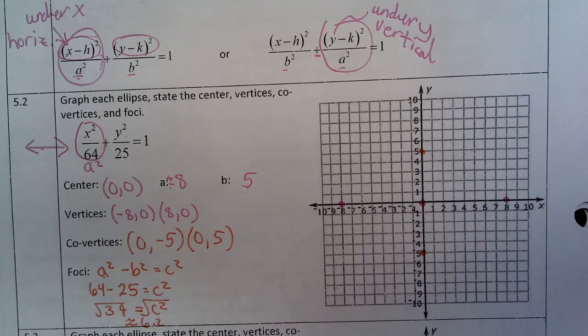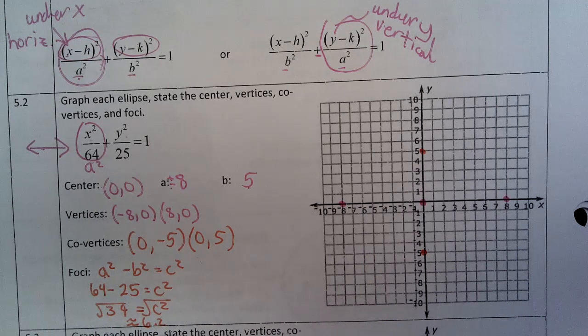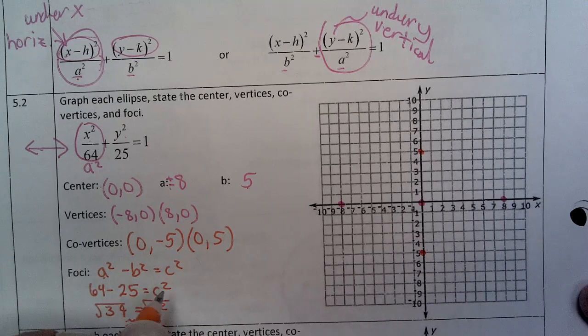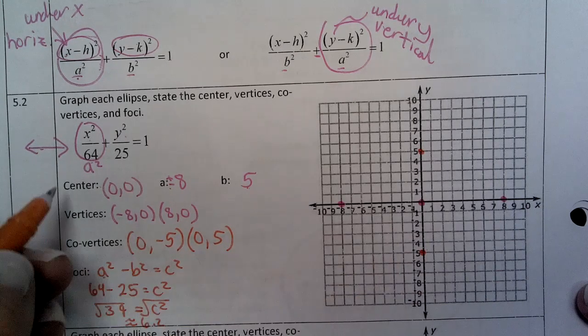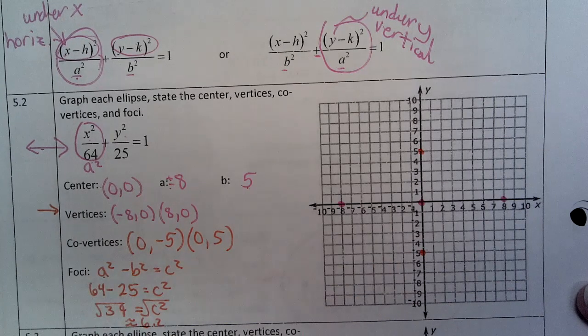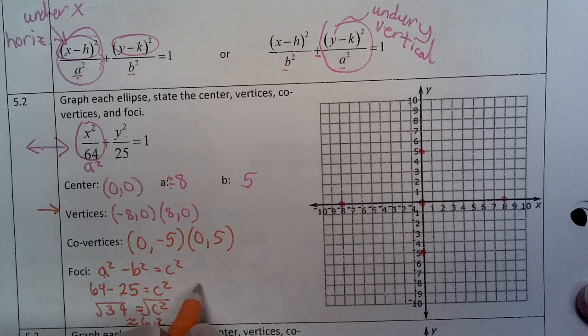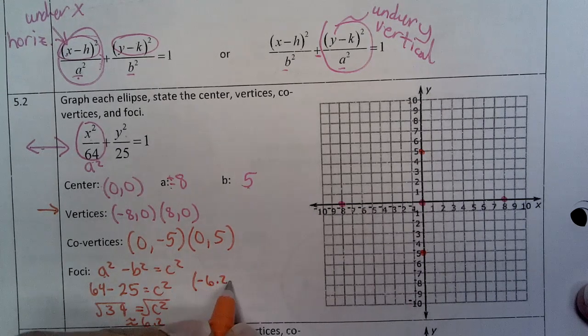Okay, and use your calculator. Square root of 39, enter it in your calculator. You're going to get 6.24, I think. So now our foci, we know, are on the same axis as our vertices. So that means it's going to be -6.2, 0.